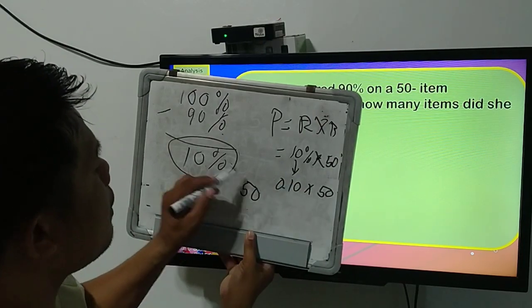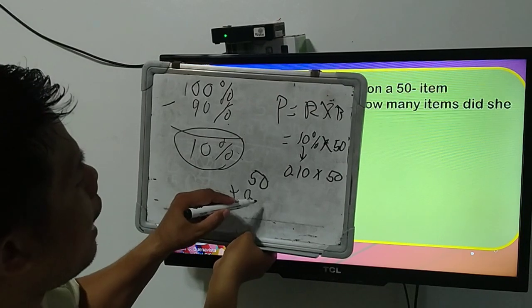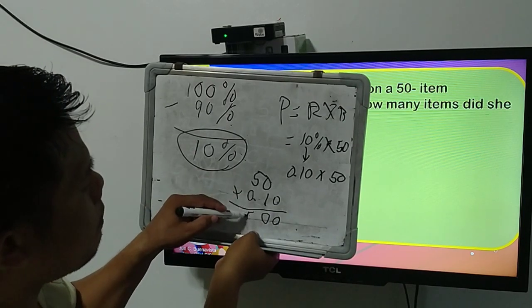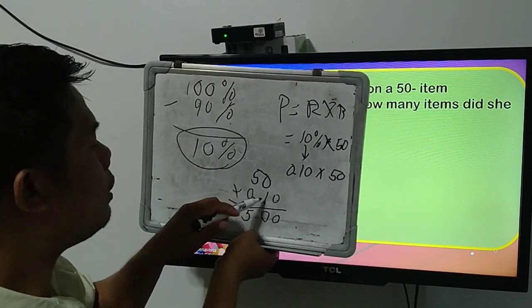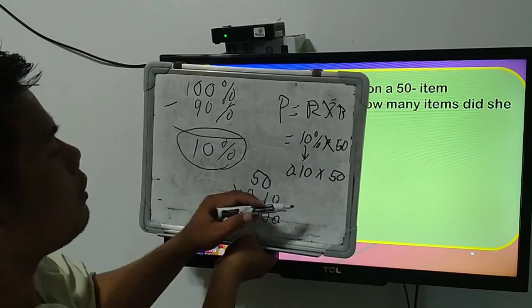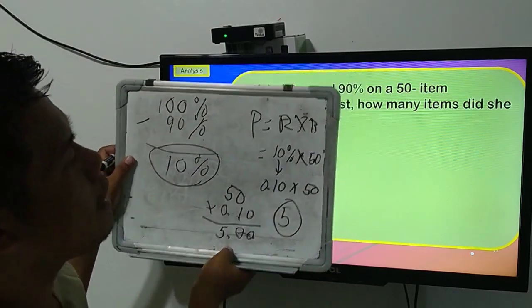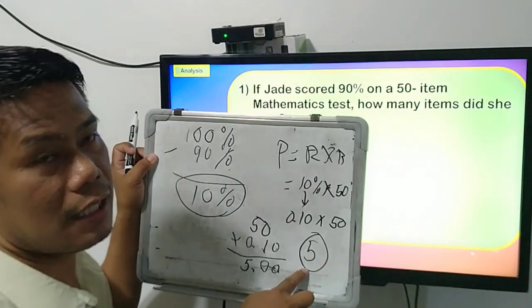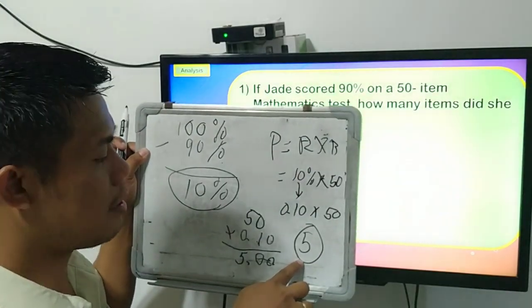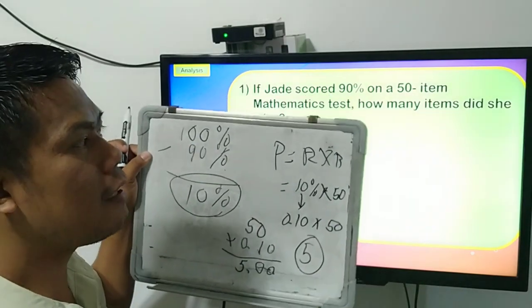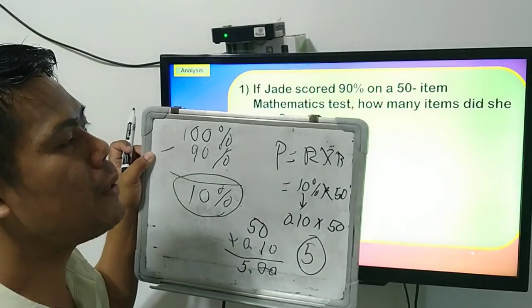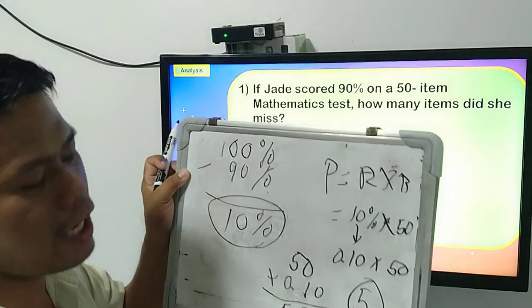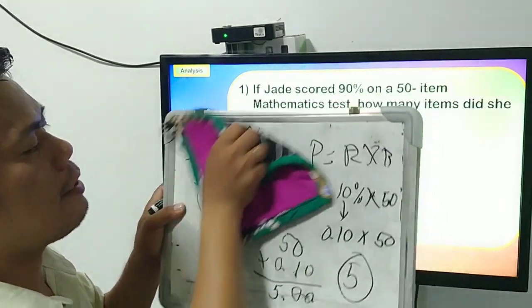Then we have 50 times 10 hundredths. Okay, bring down 0. 1 times 0 equals 0. 1 times 5 equals 5. Count the number of decimal places. We have 1, 2. So this is now 5. So the answer is 5. So in other words, Jade got 5 mistakes in her test in mathematics. This is the first technique. The other technique is by solving the 90% of 50. We're going to compare if they have the same answer.